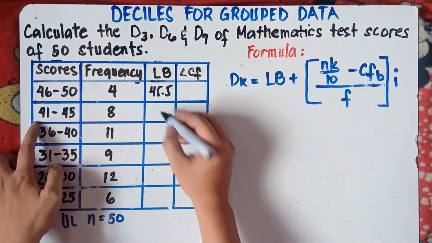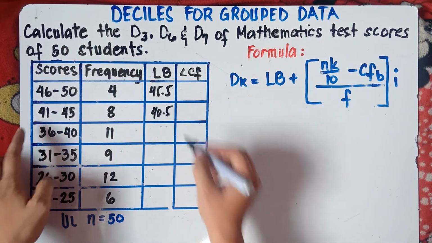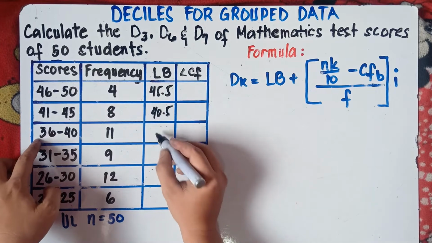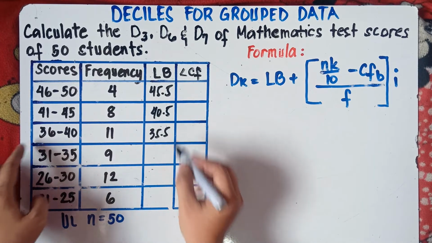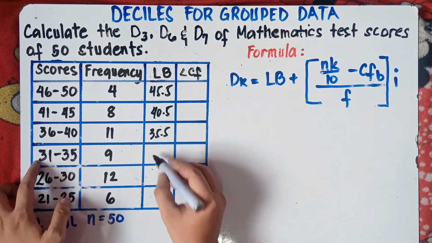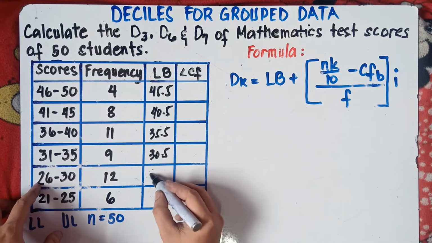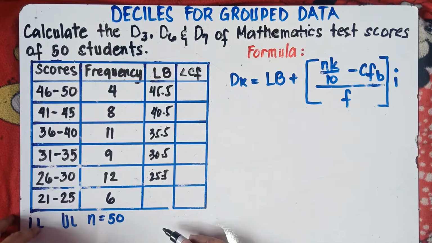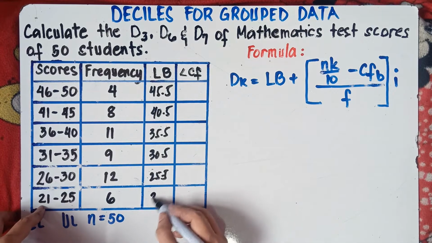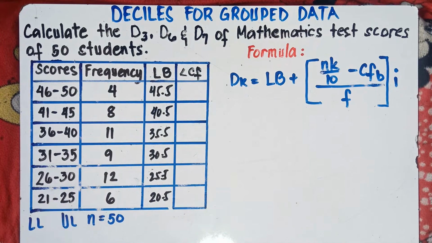41 minus 0.5, that would be 40.5. 36 minus 0.5, that would be 35.5. 31 minus 0.5, that would be 30.5. 26 minus 0.5, that would be 25.5. 21 minus 0.5, that would be 20.5. That's how you get the class lower boundary in shortcut.